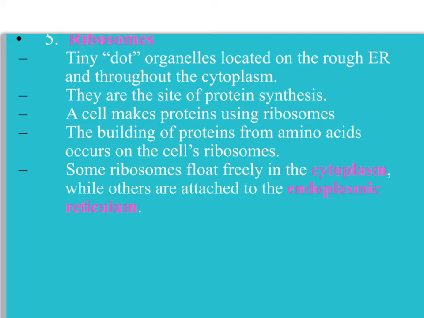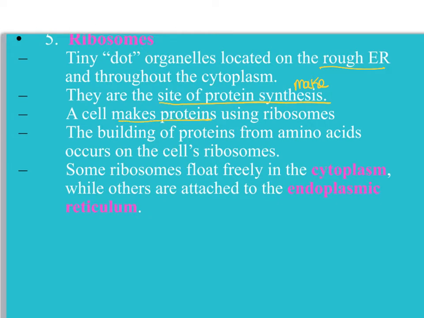Ribosomes can be either just throughout the cytoplasm, or they can be on the rough ER, and that's what makes the ER rough. There's a smooth ER, which lacks ribosomes. It does not have ribosomes. So the ribosomes' function is that they are the site of protein synthesis. If you recall, synthesis means to make. So protein synthesis is the making of proteins.